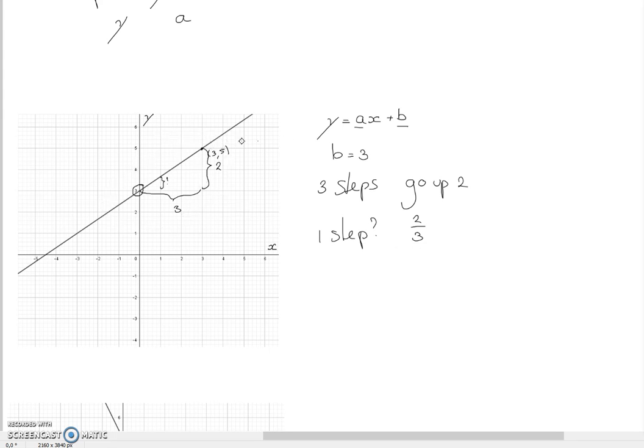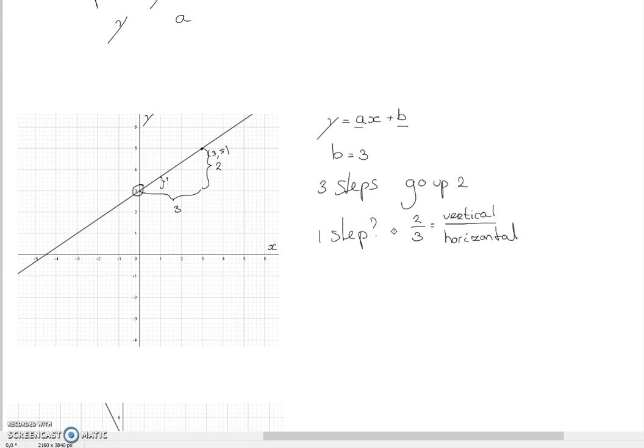The strategy for figuring out a, the gradient, is always find 2 suitable points, with one of the points being on the y-axis is mostly suitable. Find 2 suitable points and then find the vertical change and divide that by the horizontal change. And this division should give you the gradient. Be mindful that if that is a fraction you often need to simplify. In this case it's not necessary because 2/3 is as simplified as possible.